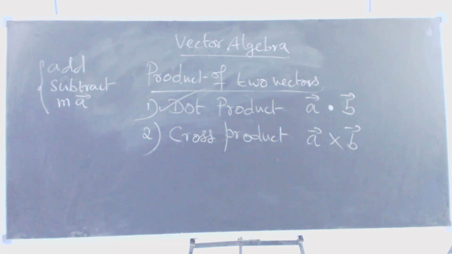And before doing this dot product, some fundamentals you must recall. You know what is meant by a vector. A vector is denoted by this arrow mark. If you don't put this arrow mark, this will simply imply what?